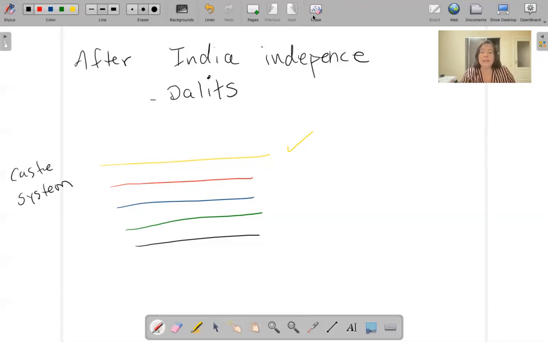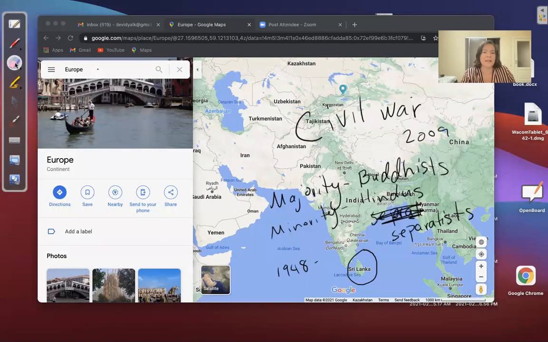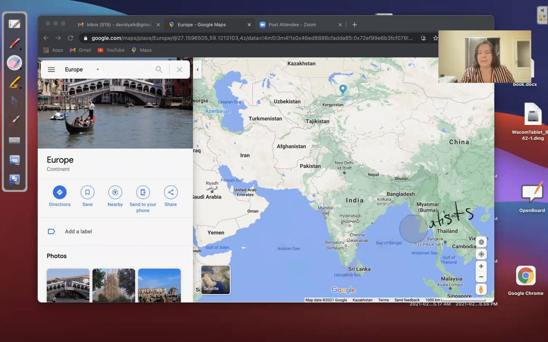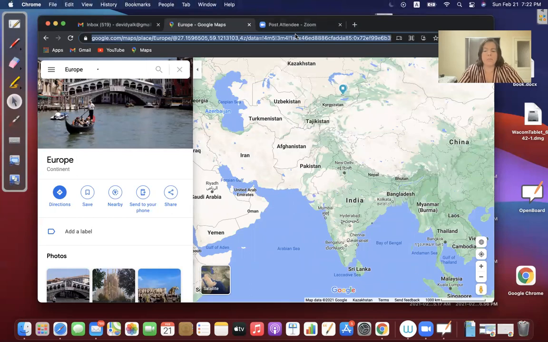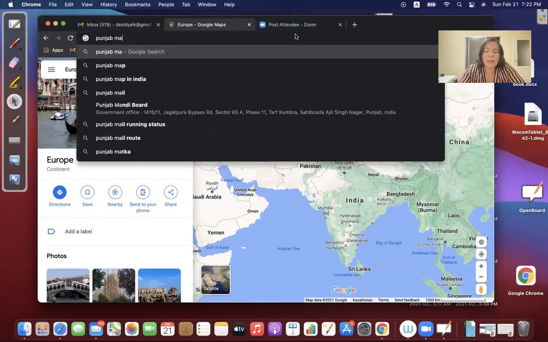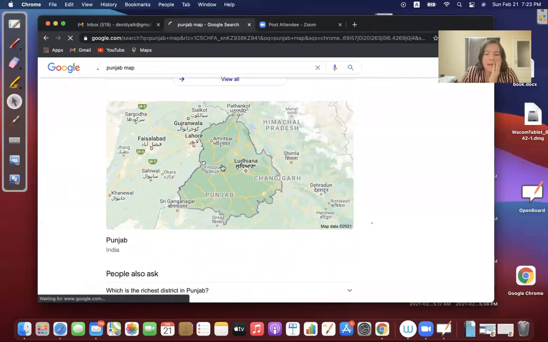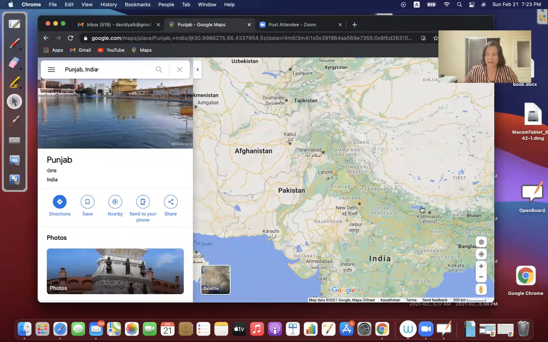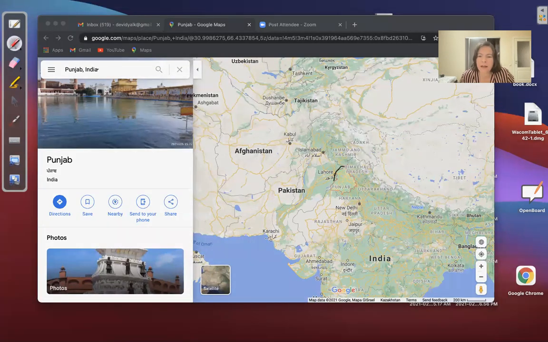And there was also a Sikh separatist movement. Let me erase this here. Sorry. Okay. Let me pull up the Punjab map. Okay, here's the Punjab. This is like a state, a region of India. Let me make that a little bigger again. Okay, so this region of India is where most of the Sikhs live. The Sikhs are a religion, and there was a big separatist movement. They wanted to have their own nation of Punjab.